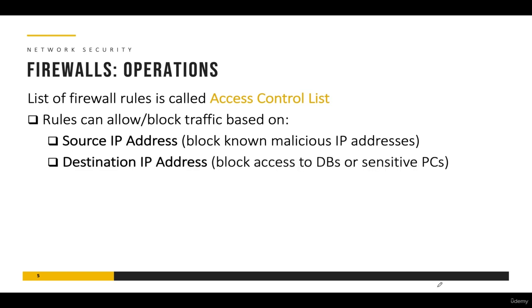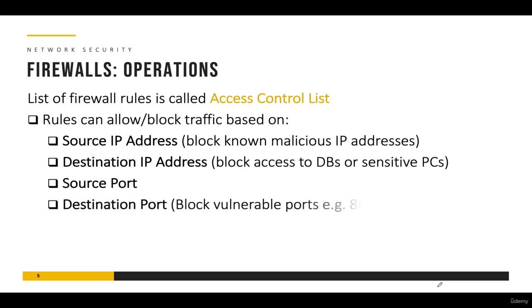A firewall can also block based on the destination IP address. For example, you need to make sure that nobody from the outside is able to access your internal database servers, right? Or if you have sensitive servers or sensitive PCs, then you can add the list of those IP addresses to your access control list in the firewall. And if there is any request destined towards these sensitive servers, then it can be blocked by the firewall. You can also block based on the source port, or you could block based on the destination port.